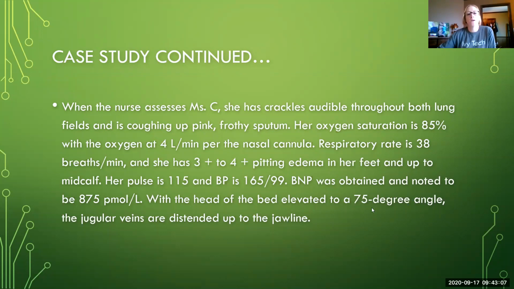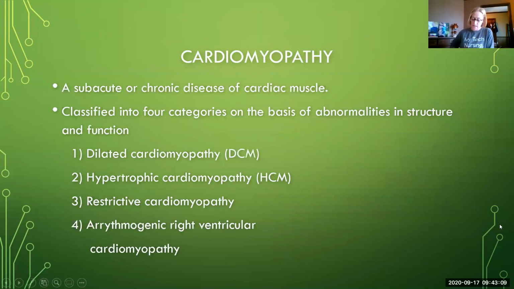Yep. Good. All right, so now we have cardiomyopathy. Cardiomyopathy is a subacute or chronic disease of the cardiac muscle. So it is classified into 4 categories based on their abnormalities in the structure and function. We have dilated cardiomyopathy, hypertrophic, restrictive, and arrhythmogenic right ventricular cardiomyopathy. And as I already mentioned, cardiomyopathy often leads to heart failure.